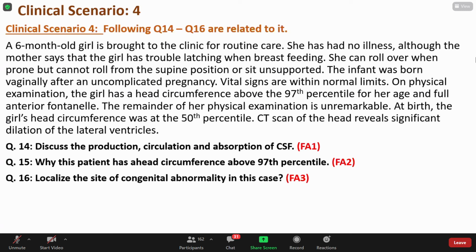Yep. That's a very good answer. Question number 16, may I request FA3, anybody from FA3, please? Yes. What's your name? Noor.